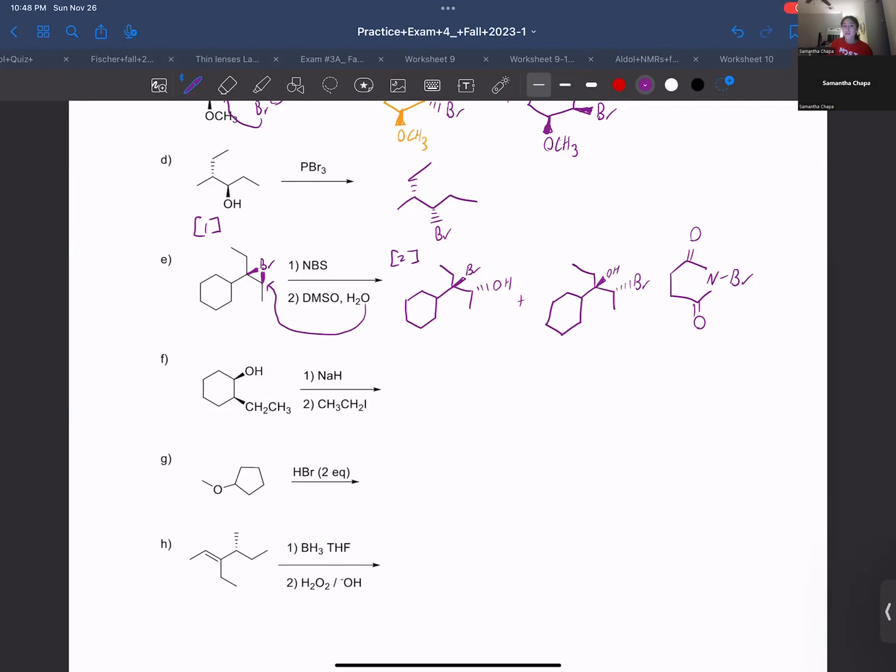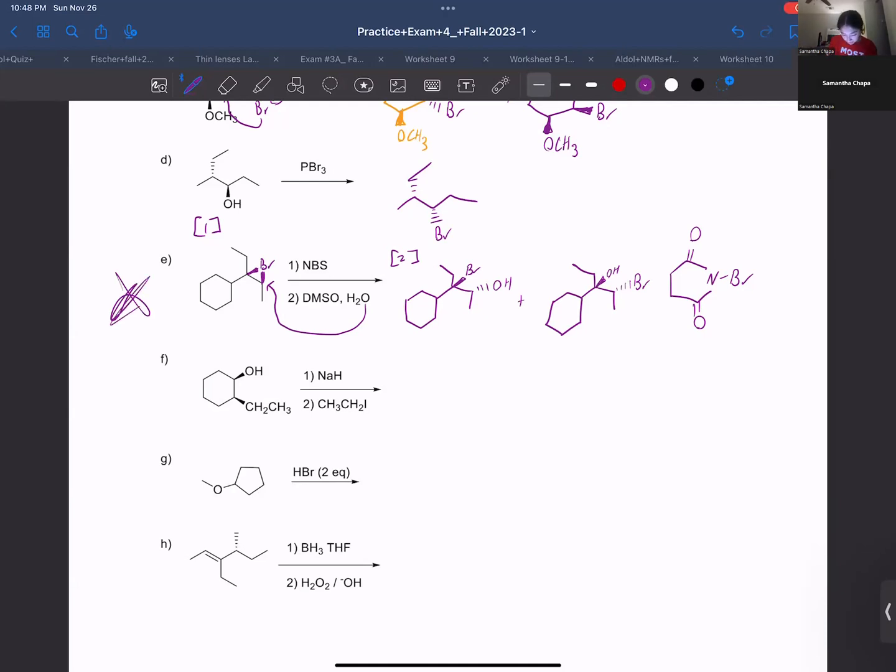But they are anti-addition, so they'll be on opposite sides. The bromine and the OH group will be on opposite sides. And that again is because of the halogen bridge: both of them should be either both on the dash or both on the wedge, and something attacks from the back. So then they'll go off to different ones, one on the wedge, one on the dash. So yeah, ask about this one for sure.